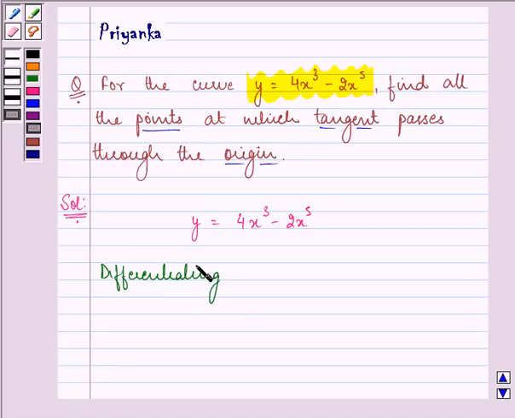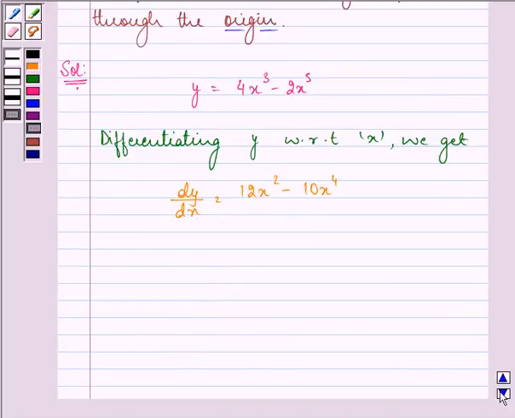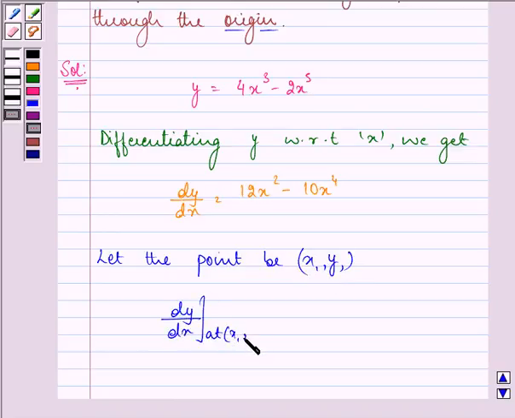On differentiating y with respect to x, we get dy/dx = 12x² − 10x⁴, right? Let the point be (x1, y1). So dy/dx at the point (x1, y1) is equal to 12x1² − 10x1⁴.